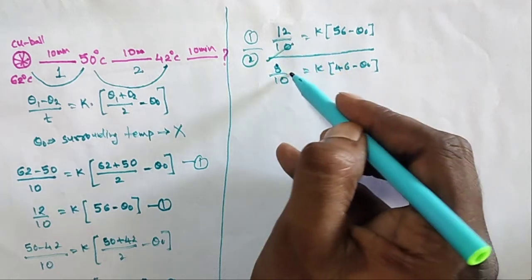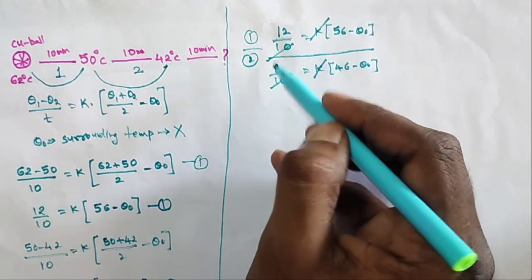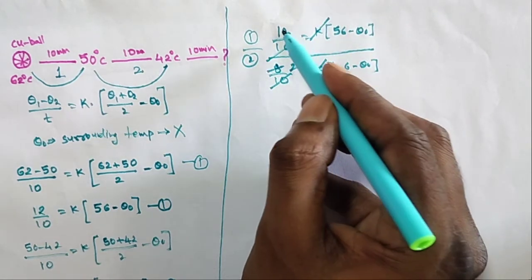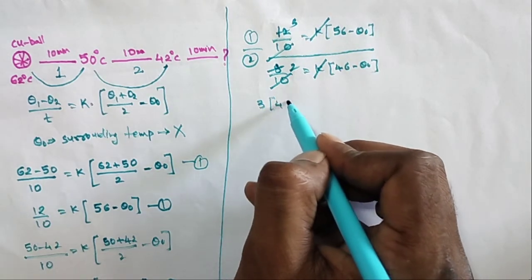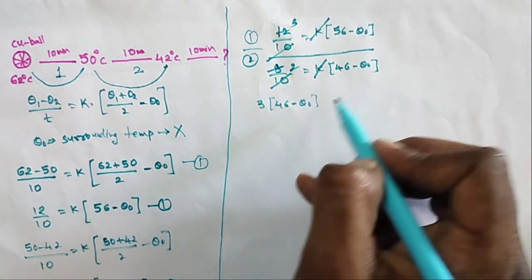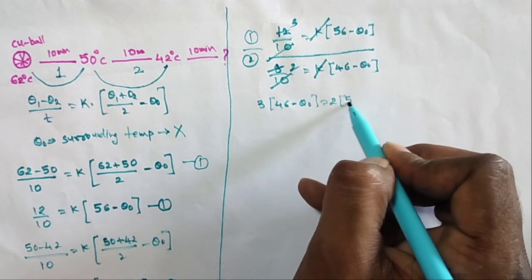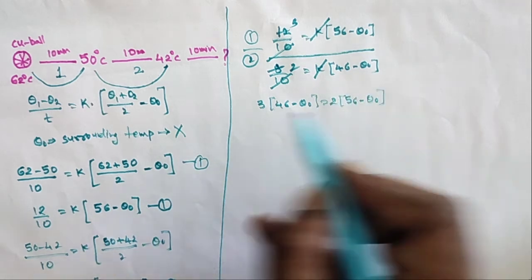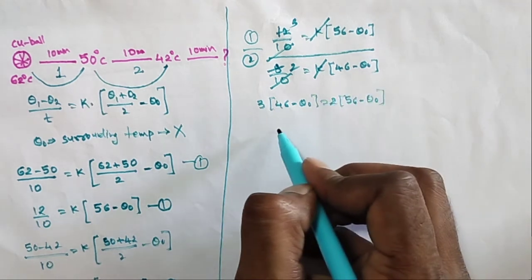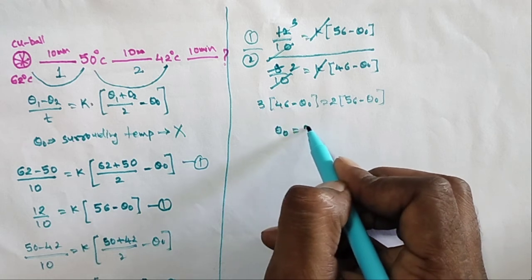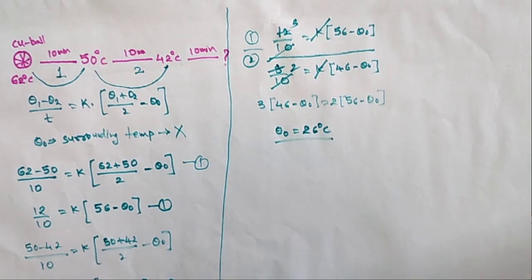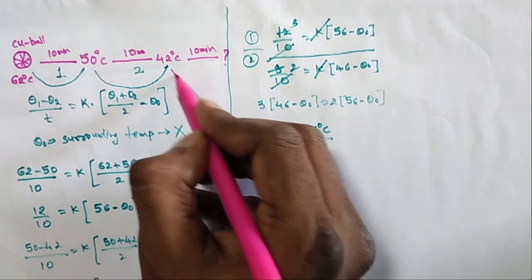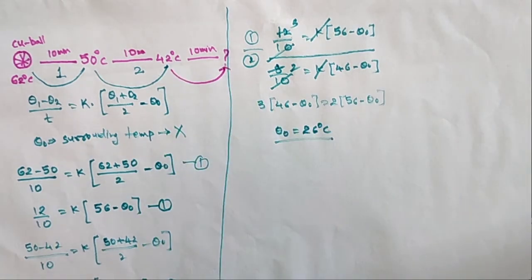So 10, 10 cancel, k cancel, 4 2s, 4 3s. So cross multiplication: 3 into (46 minus theta naught) and 2 into (56 minus theta naught). By simple calculation, you can get theta naught is equal to 26 degrees Celsius. So this is the surrounding temperature. Now if you see the third one, 42 in the next 10 minutes.